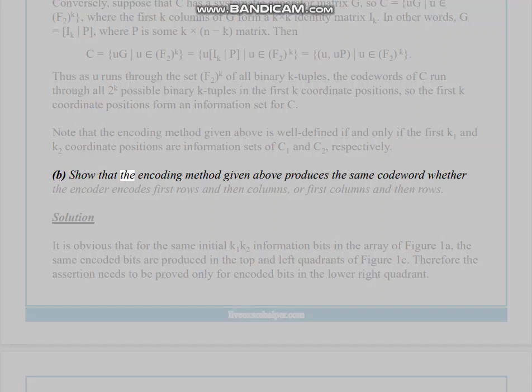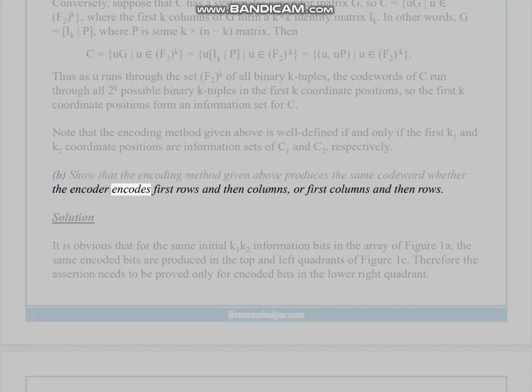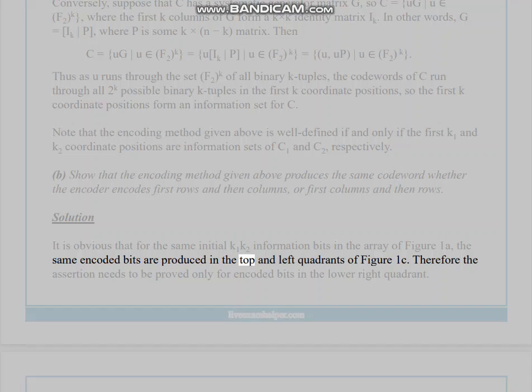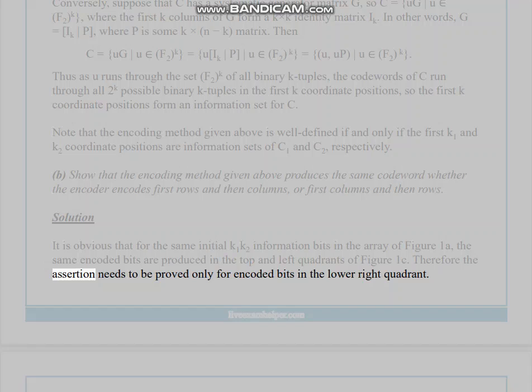B. Show that the encoding method given above produces the same codeword whether the encoder encodes first rows and then columns, or first columns and then rows. Solution. It is obvious that for the same initial K1 times K2 information bits in the array of Figure 1a, the same encoded bits are produced in the top and left quadrants of Figure 1c. Therefore, the assertion needs to be proved only for encoded bits in the lower right quadrant.